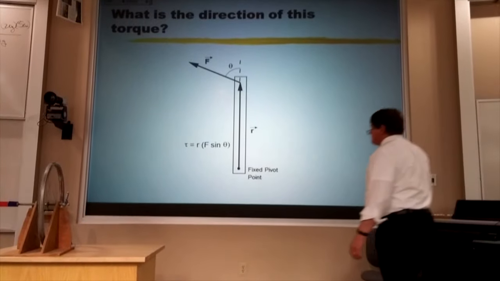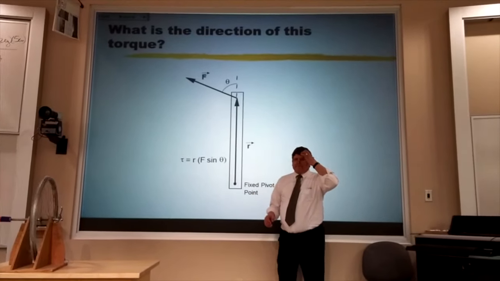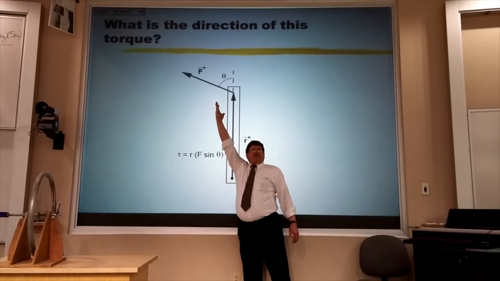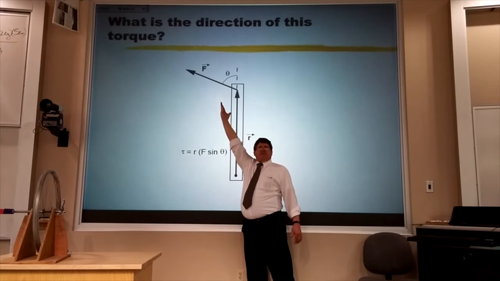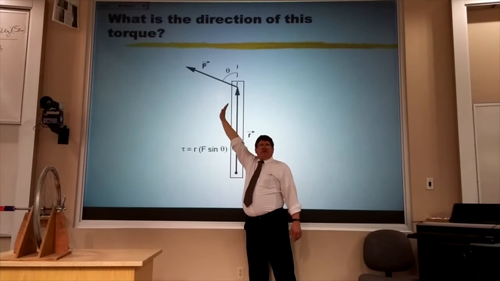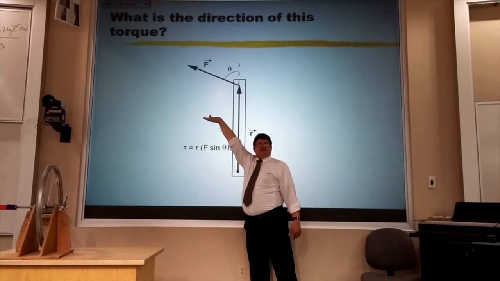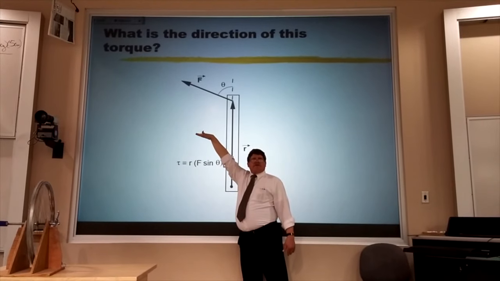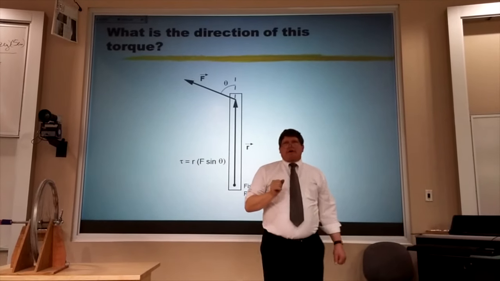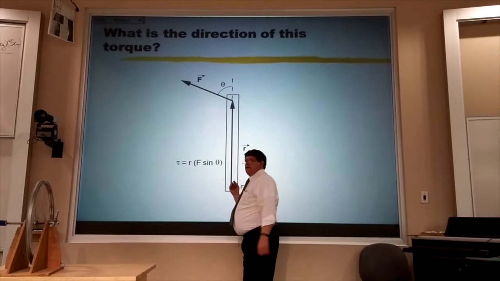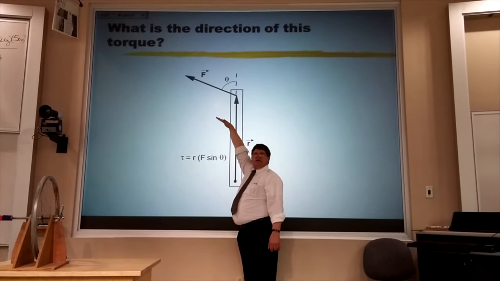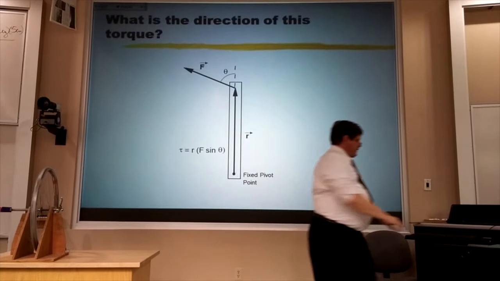For torque, I do something very different. I start at the pivot and I reach out to where the force is applied. This is the important step. I turn my wrist so that I can girly wave. There, I said it. Okay. Girly wave in the direction of the force. My thumb is pointing in the direction of the torque. Okay. So you start at the pivot, you just reach out to the force, turn your wrist so you can wave in the direction of the force. Your thumb is pointing in the direction of the torque.